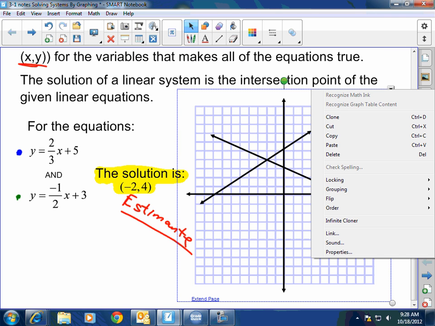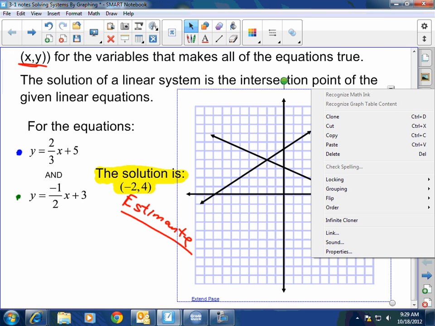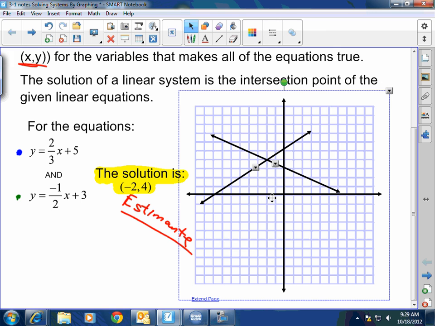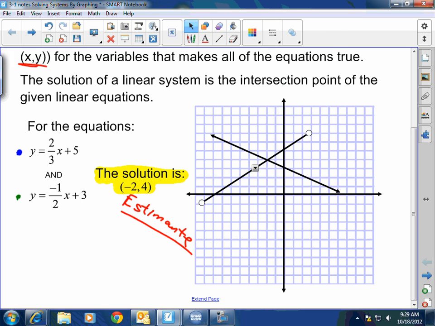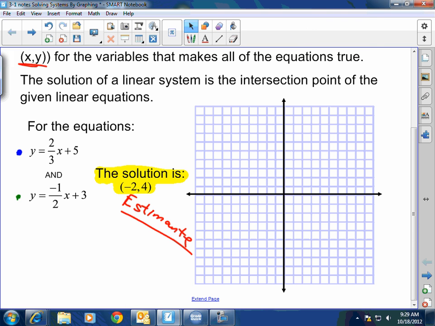So let's ungroup this real quick. Ungroup. There you go. Let's just go ahead and delete these. And let's see. That's what I don't like about sometimes the computer stuff. Okay, so 1, 2, 3, 4, 5. Up 2 over 3. Down 2 over 3, and down 2 over 3 again. Okay.